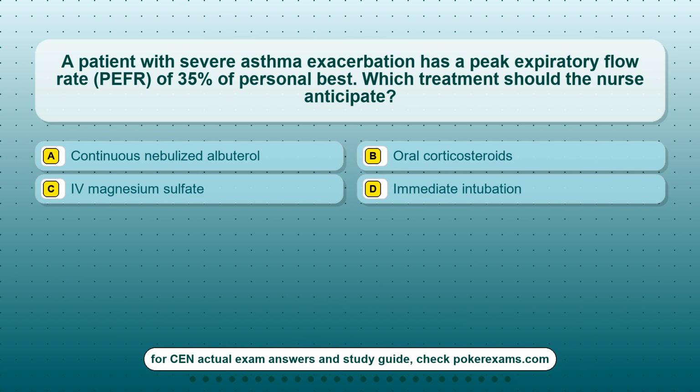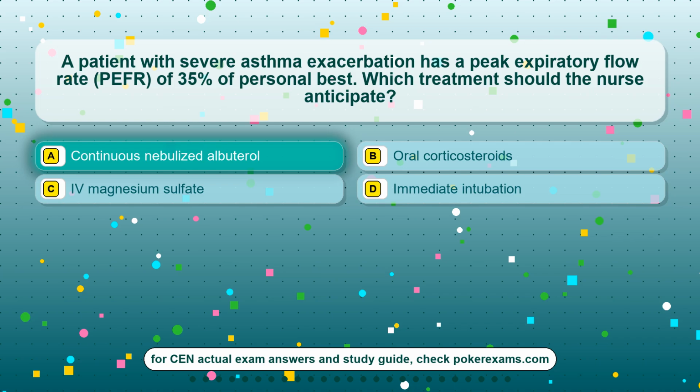Question 14. A patient with severe asthma exacerbation has a peak expiratory flow rate, PEFR, of 35% of personal best. Which treatment should the nurse anticipate? Option A. Continuous nebulized albuterol. Option B. Oral corticosteroids. Option C. IV magnesium sulfate. Option D. Immediate intubation.